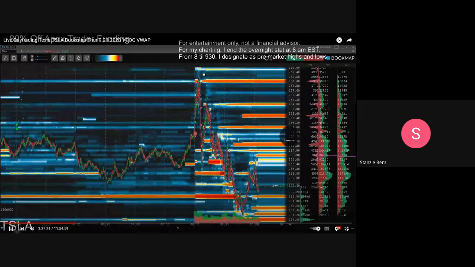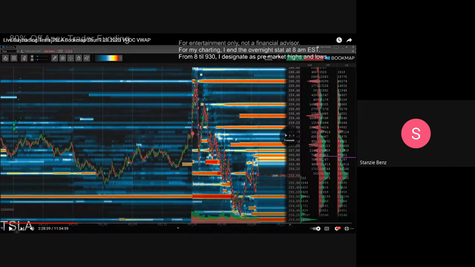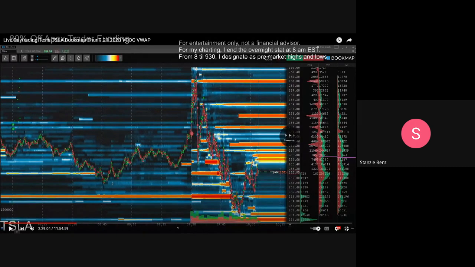Normally I'd still be in though, because guess what? Once that bounced down, there's also support down here at 255, and we bounced off that. Now I see a good amount of selling right on top of you, right above where the price is.